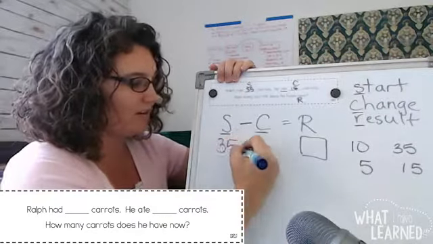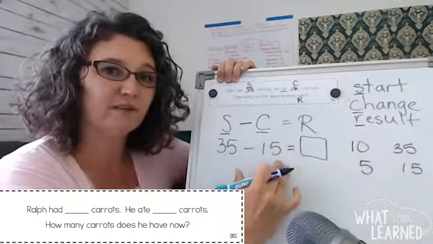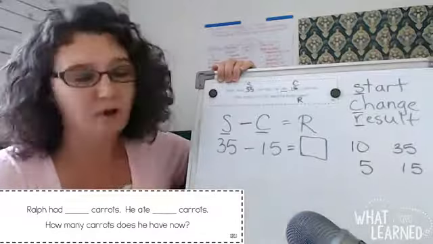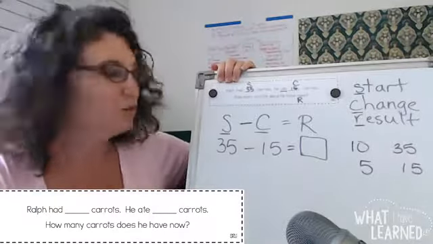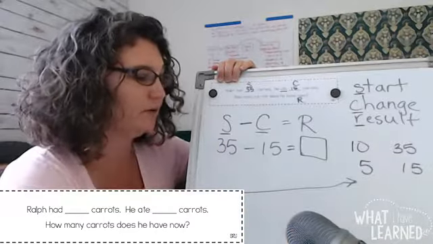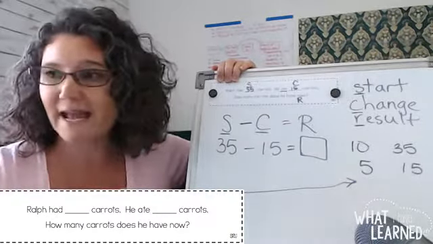So the problem is set up like this. 35 take away 15 that he ate, how many carrots are left on his plate? There's no plate in the problem, but we can pretend. As I mentioned in some of the other videos, I often have students solve problems using a number line.